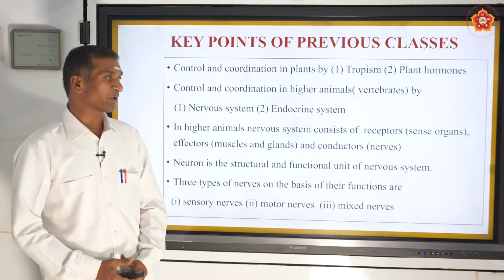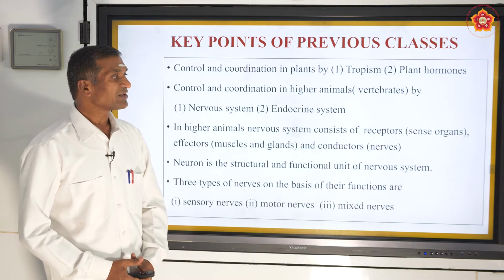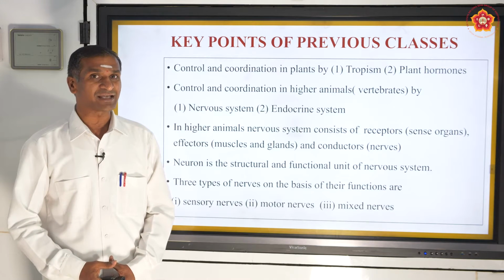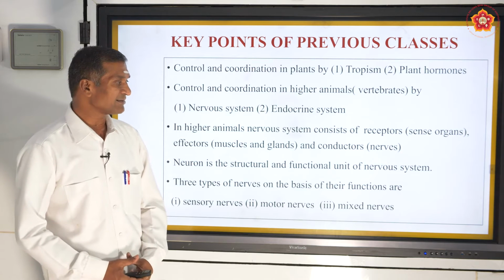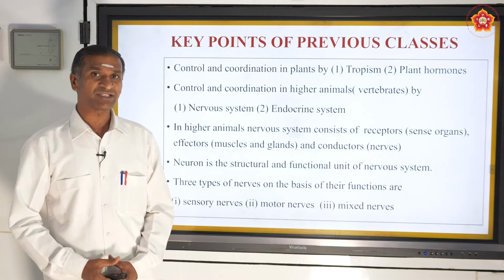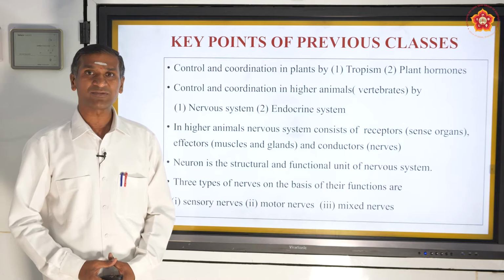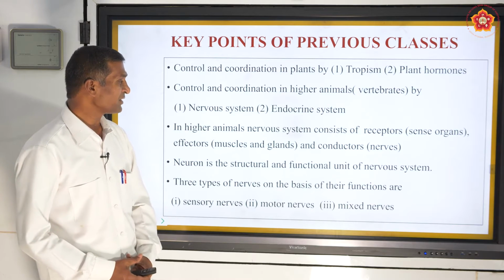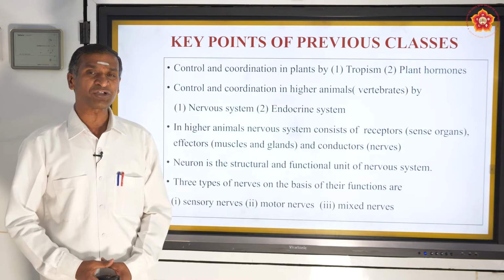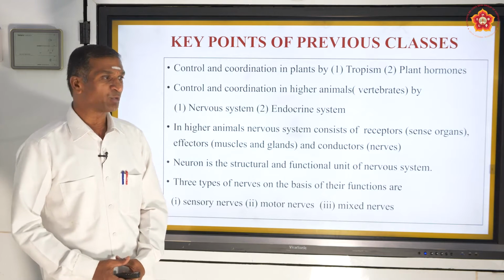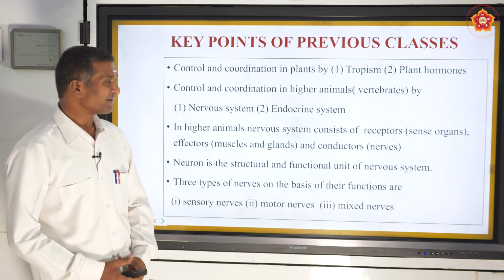Before we passed on to that one, we came to know that in higher animals, the nervous system consists of the receptors, which are nothing but the sense organs in the body, the effectors, which are nothing but the muscles and the glands, and the conductors, which connect the receptors and the effectors, and they are nerves in the body of the higher animals. Further, the whole nervous system has its own unique structural and functional unit, which we called neuron. Neuron is the structural and functional unit of nervous system.